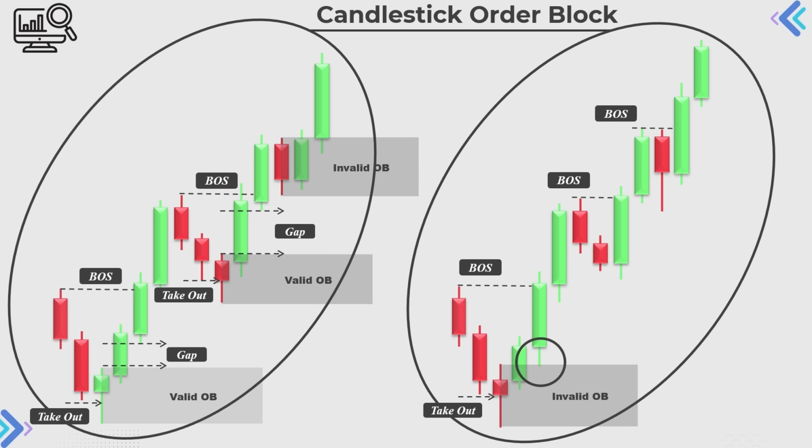When faced with scenarios like this, where the price has taken out the liquidity from the previous candle but the order block is mitigated, or when the price fails to create inefficiency, we designate the subsequent candlestick as the valid order block. In this case, we identify this bullish candle as the valid order block instead of the previous selling candle. This decision is based on the fact that the price has generated a proper inefficiency or imbalance immediately following the bullish candle.